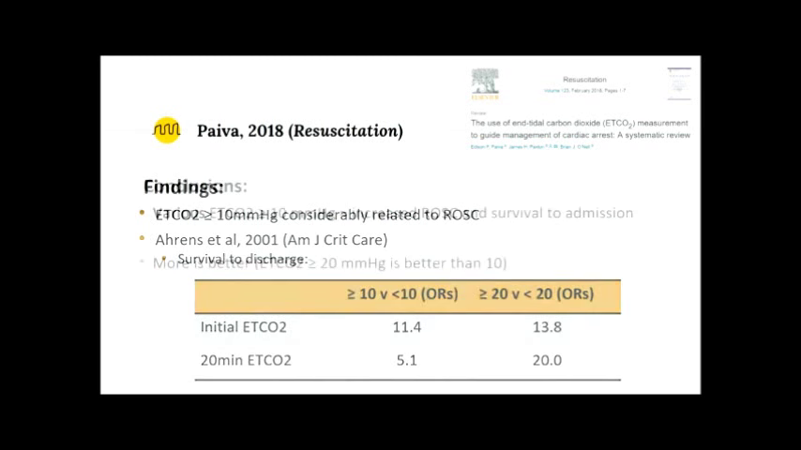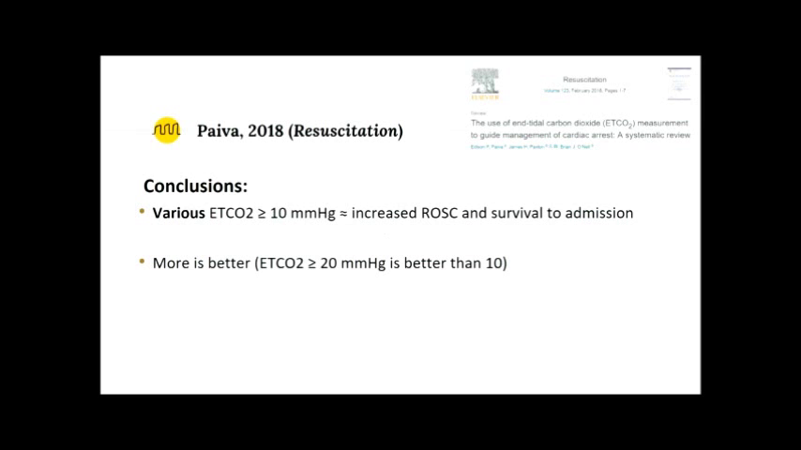Their conclusions from this, however, was that various end-tidal CO2s, so whether you're looking at it immediately after intubation or at a 20-minute time point, are consistently associated with an increased chance of ROSC and survival to admission. And that more is better. So if you have a value of 20, it's better than 10, 40 is better than 20.